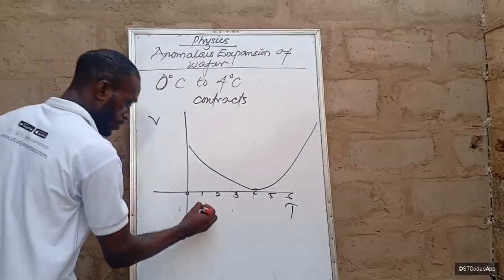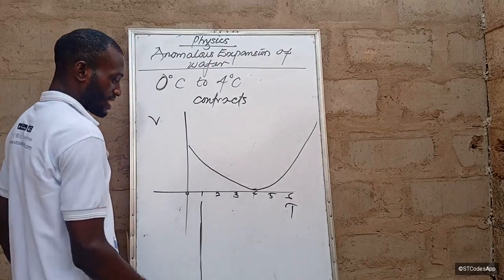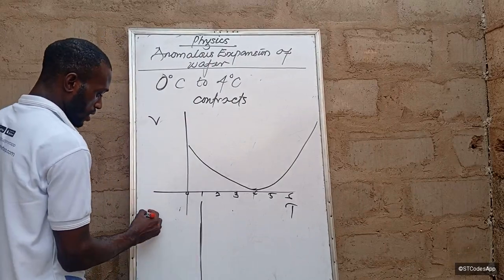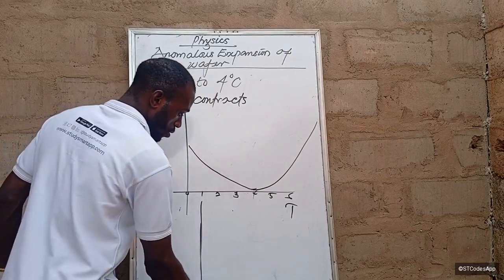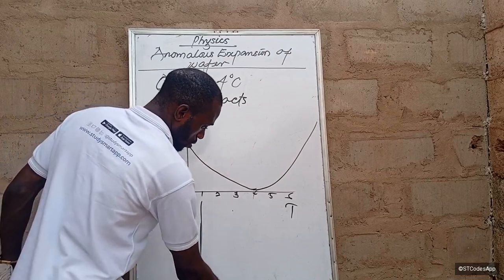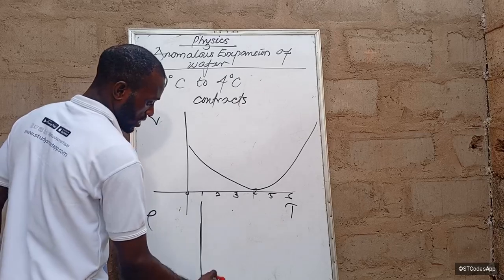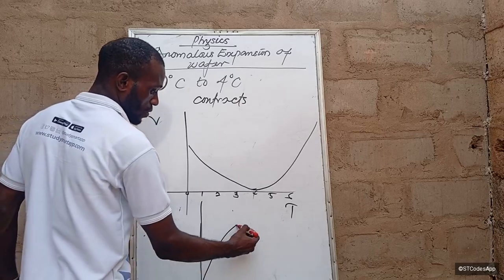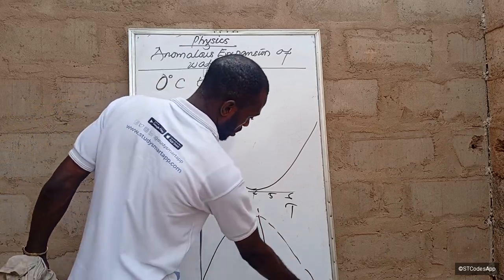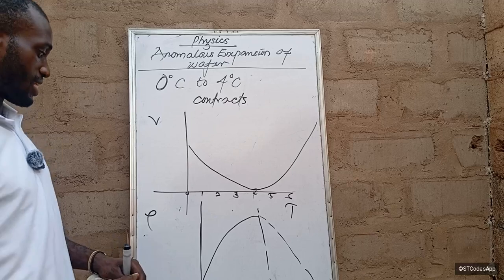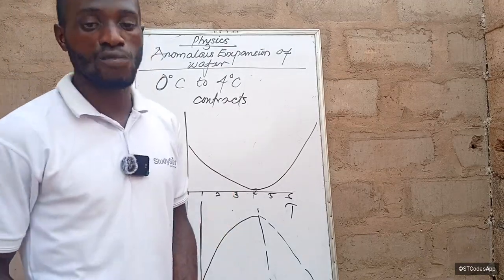Is that clear? But on the other hand, if you now plot the graph of density against temperature, the density will be maximum. So if it is 1, 2, 3, 4 still, and above that, you are going to notice that the density of water will increase and be maximum at 4 degrees Celsius, after which it begins to reduce. Is that clear? So that is about anomalous expansion of water.